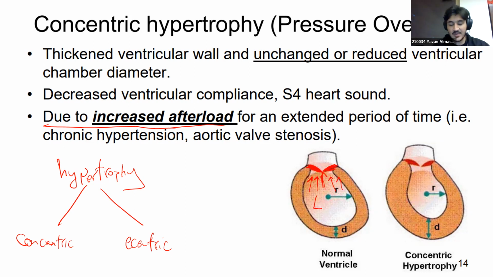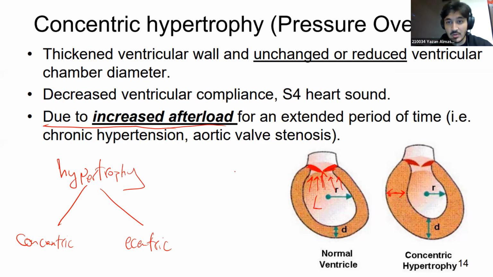So what's going to happen is that the heart is going to overwork itself. It's going to work and work and work to overcome this. So what does it do? It becomes thicker. You can see here the thickness is becoming more, the heart becomes more muscular. So why does this happen?